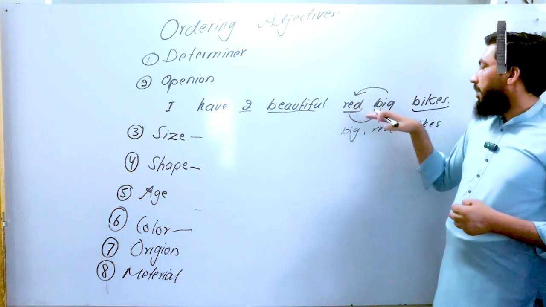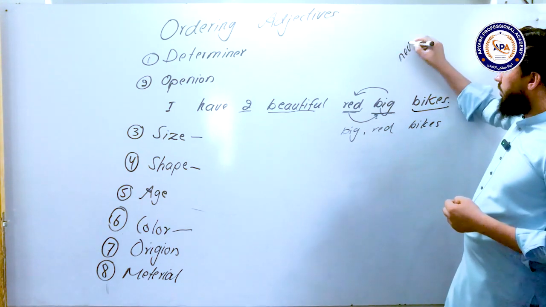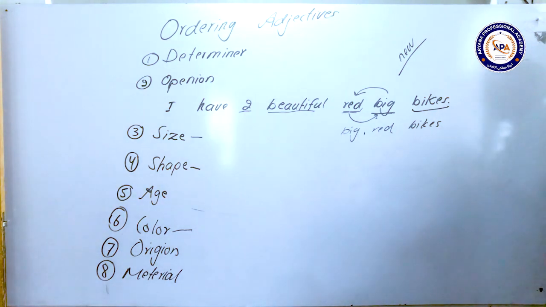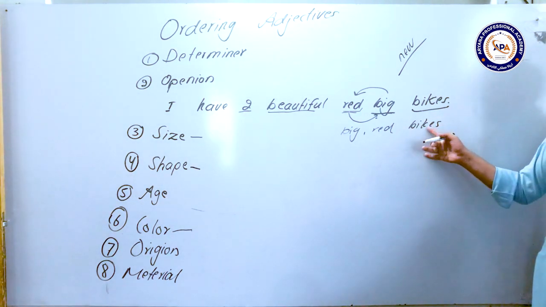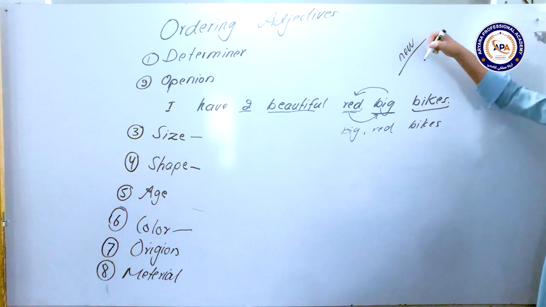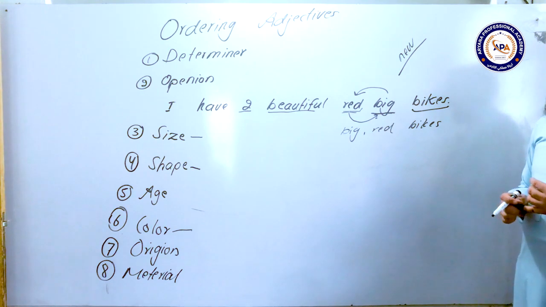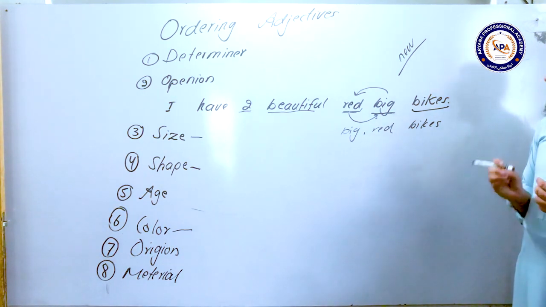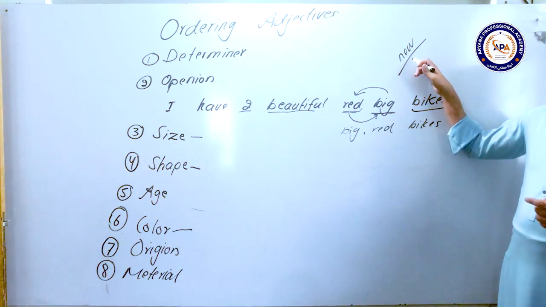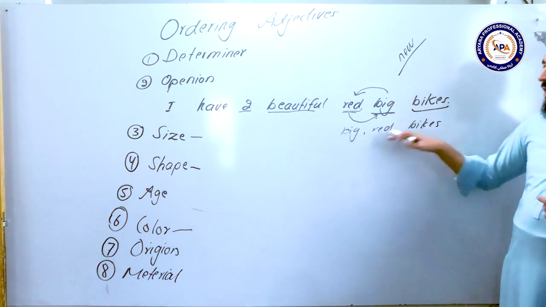I have 2 beautiful big red bikes. If you want to add the word new, where should we put this? New. If I want to use the word new as well for bikes, where should I put this? Before beautiful, or with beautiful? I have 2 beautiful big red bikes. Where should I put this word? Here: I have 2 beautiful new big red bikes.